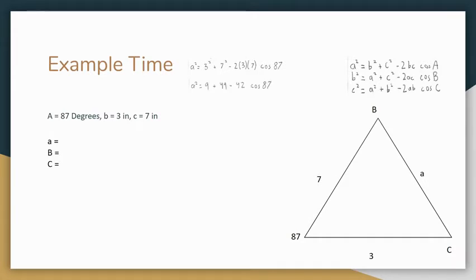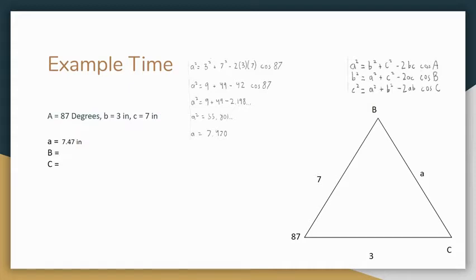So now we simplify down. A squared equals 9 plus 49 minus 42. We're going to take out the cosine. So you get 9 plus 49 minus 2.198... Hold the long number in your calculator. Put all those together, you get 55.801... Again, hold that long number, take the square root, and you get that A equals 7.47 inches.